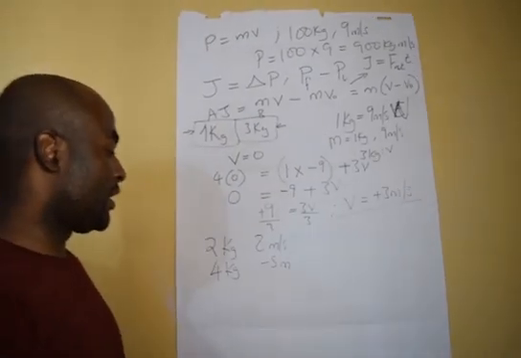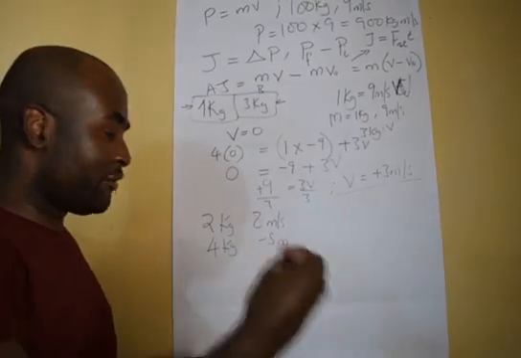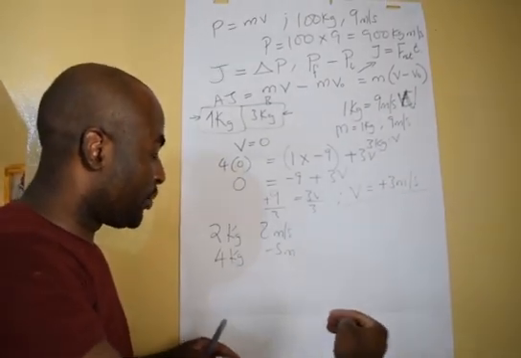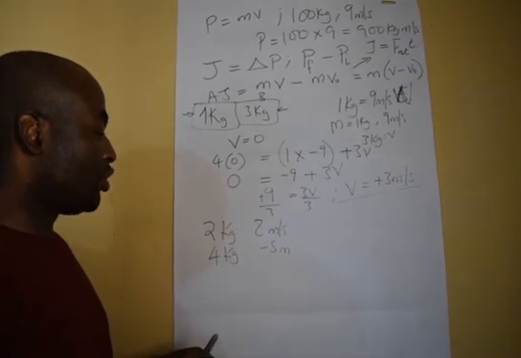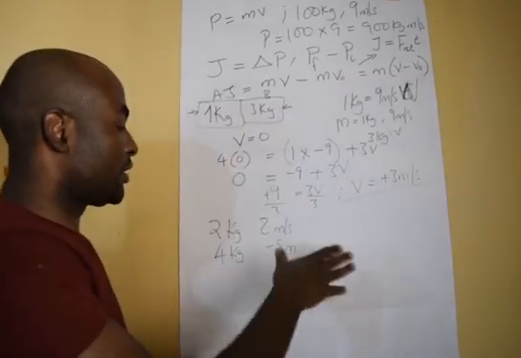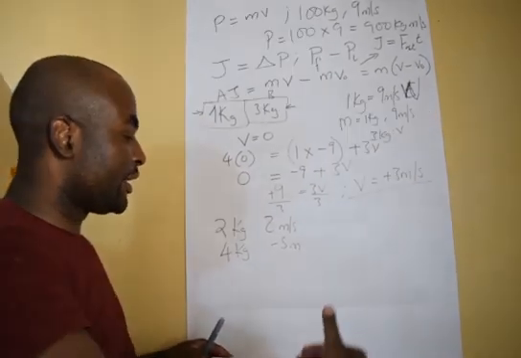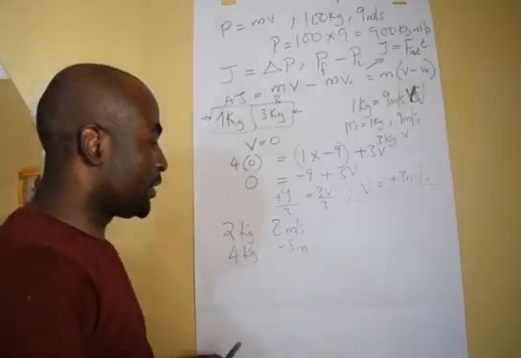So if they tell you these things are approaching each other, then it means they're moving in the opposite direction. You can't approach each other if you're moving in the same direction. So you just have to know that when things are colliding and they are moving head on, they are moving in the opposite direction.